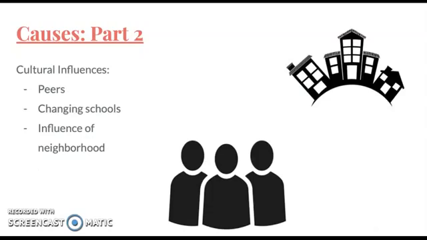The third cause is cultural influences. This could be because of peers, changing schools, or the influence of the neighborhood. For peers, it could be the absence of peers who serve as positive models for children, socialization patterns with peers. For schools, it could be that they experience more instability than others. In other words, a child who moves schools a lot. And in the neighborhood, it could be growing up in poverty, gangs, drugs, could also be an influence to the cause.